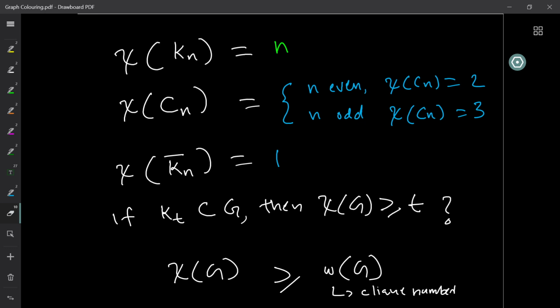But now the question is, can it be even larger? A change of 1 is okay, but can it be arbitrarily large? It turns out that it can be arbitrarily large.